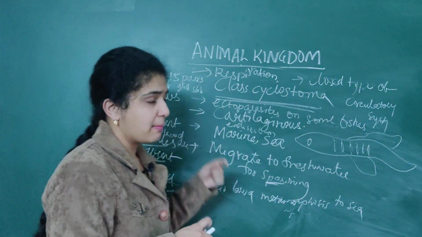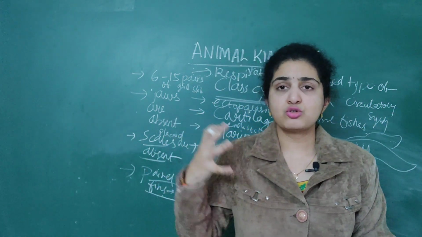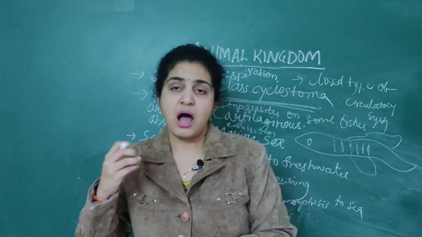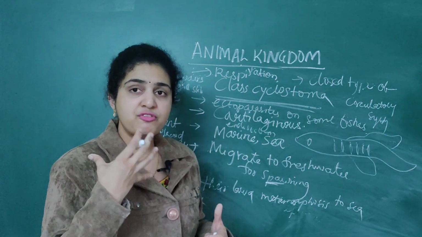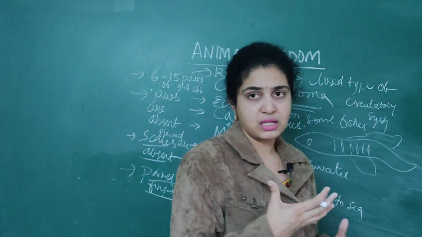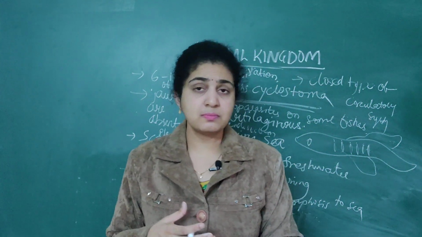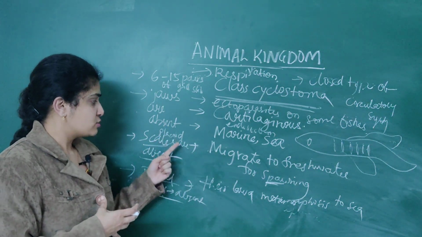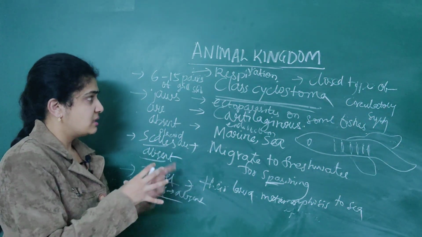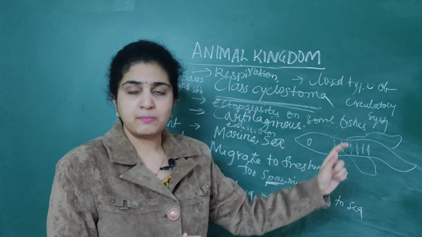Then when you come to respiration, what are the respiratory organs? 6 to 15 pairs of gill slits are useful for respiration. Then what is the type of circulatory system? A closed type of circulatory system is exhibited by class Cyclostomata. So these are the things associated with class Cyclostomata.